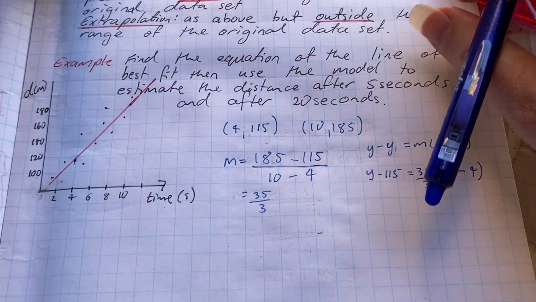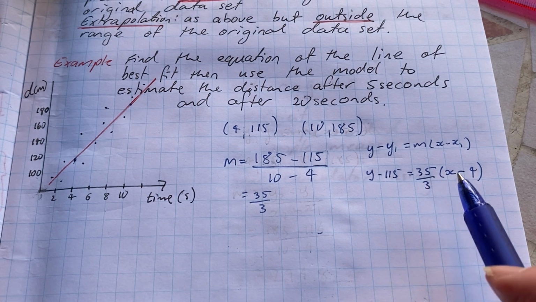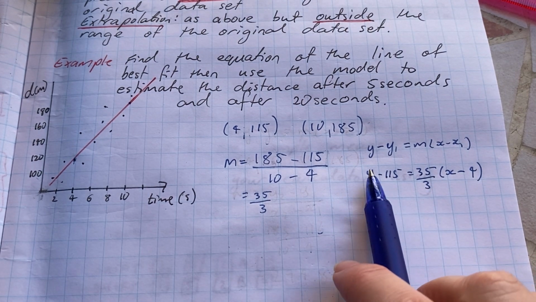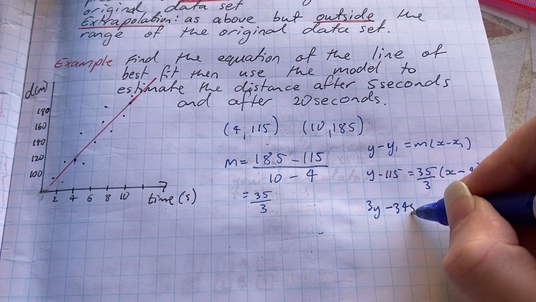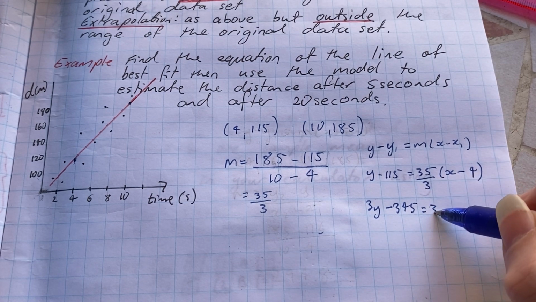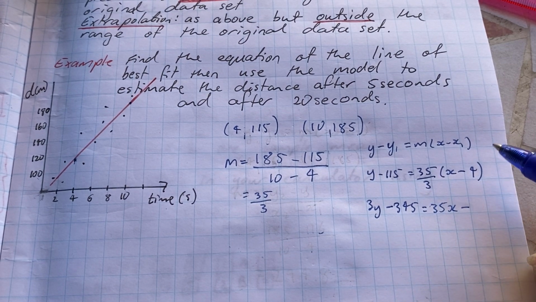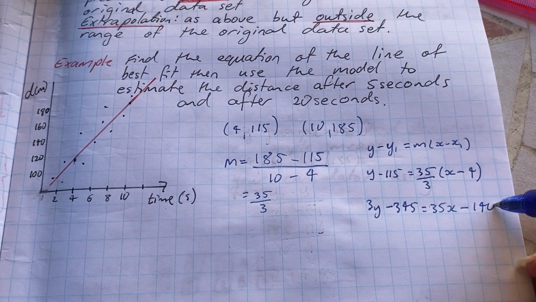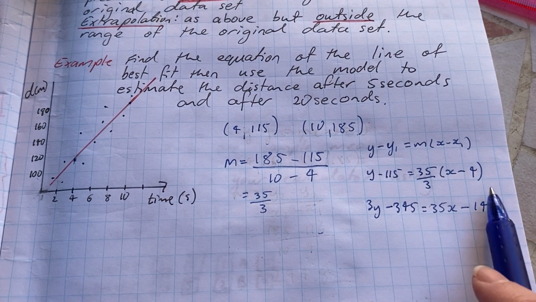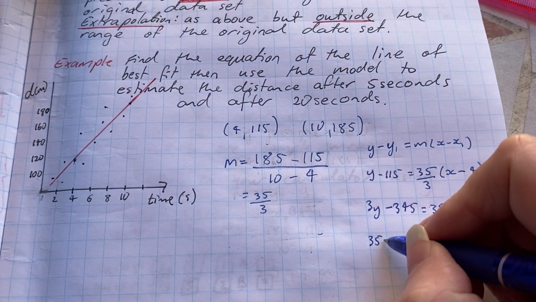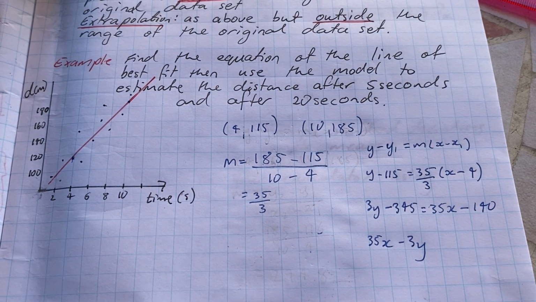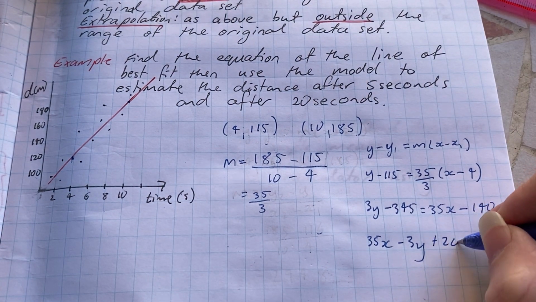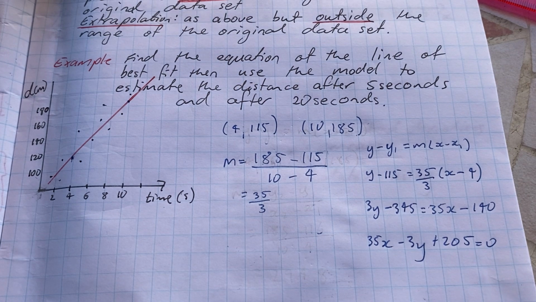Now we could put this into gradient intercept form or general form. I might do general form, so I'm going to multiply by the 3. So 3y minus 345 equals 35x minus 35 times 4, 140. I'm going to move everything to the right. So 35x minus 3y. What's negative 140 plus 345? 205 of course, so plus 205 equals 0. That's the equation of the line.